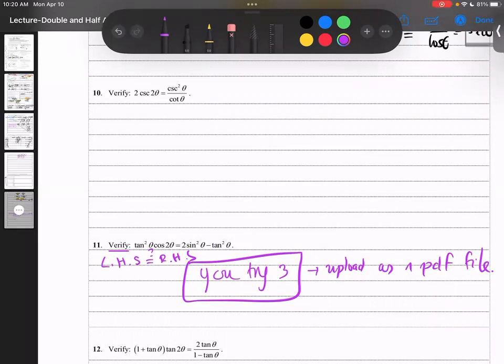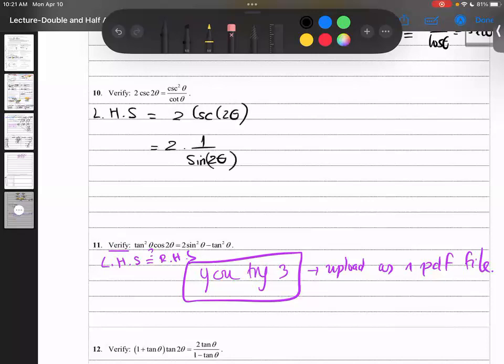Number 10. Now, naturally, we pick the right hand side, yeah? It looks complicated. But actually, the left hand side is more complicated because of two theta. It's involving double angle. You can expand that. So I'm going to pick the left hand side, which is two cosecant of two theta. And please do not factor the two to the front. It's part of the cosecant function. I don't have the formula for cosecant, so I'm going to change cosecant into sine.